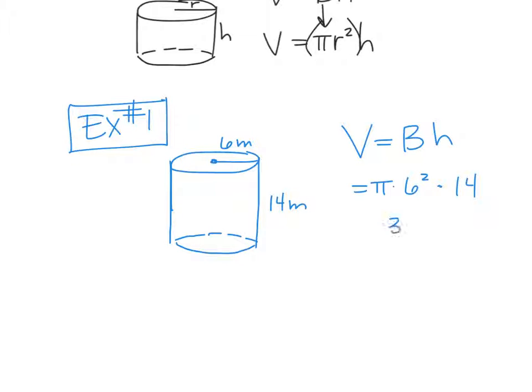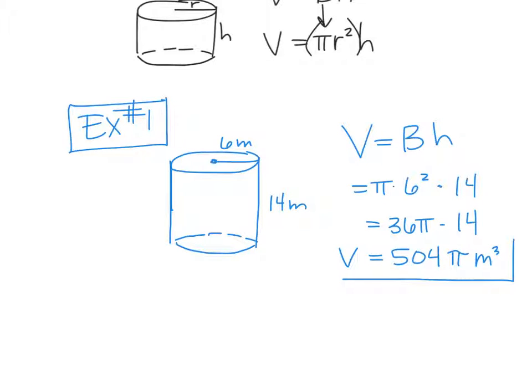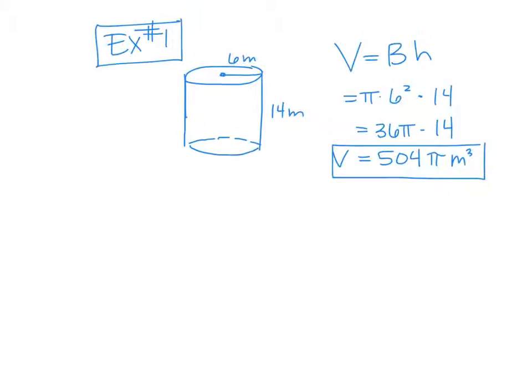14. Okay, so if we simplify that a little bit, 36 pi times 14. You're just plugging in 36 times 14. Don't worry about the pi initially. You get 504, and then attach your pi and its volume. So it's cubic meters. I would say 90% of the time, I'm going to ask you to leave it in terms of pi. The book often will ask you to do both, leave it in terms of pi and give the nearest tenth or the nearest whole number. So just pay attention to what they're asking for there. Questions on that one?